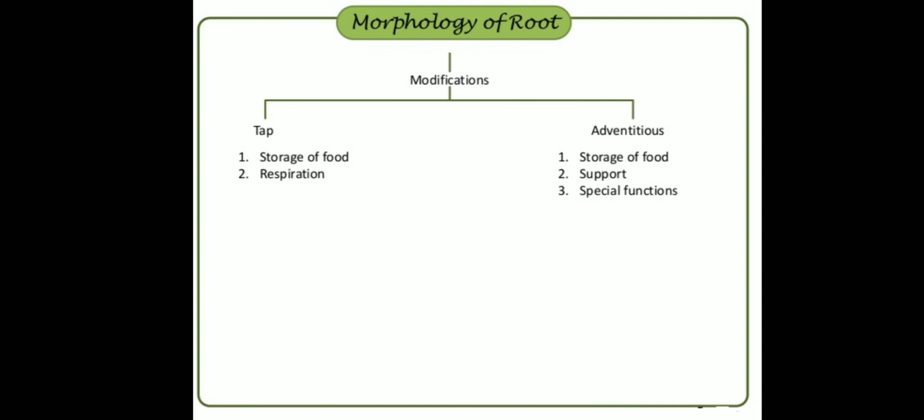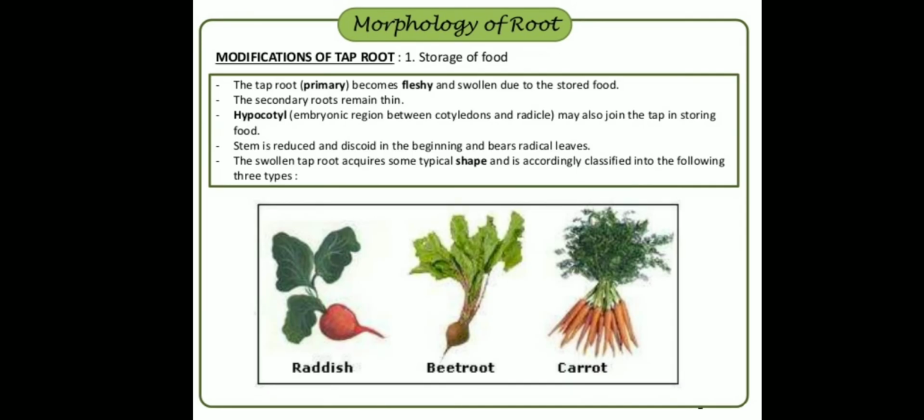So what are the various modifications, or why are the modifications there? In taproot, the modification is for storage of food or for respiration, and in the case of adventitious roots, modification is done for storage of food, for support, and some other special functions. So let's talk about modification of taproot. Number one was storage of food.